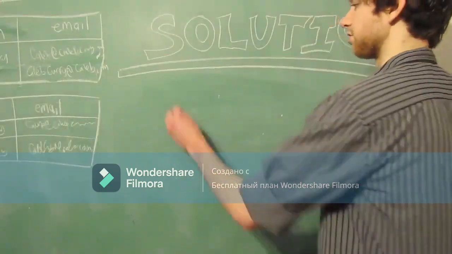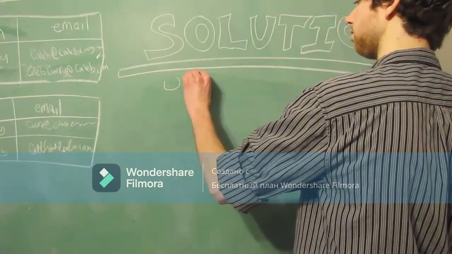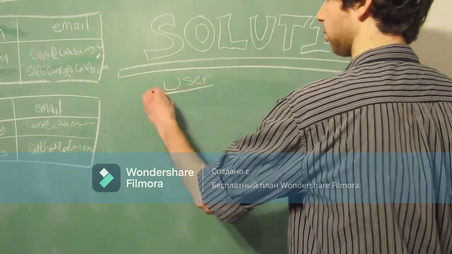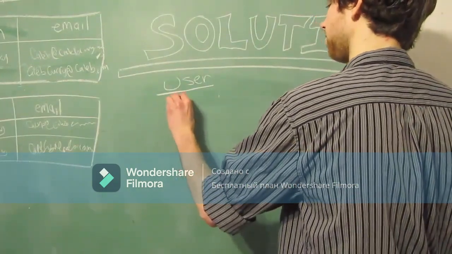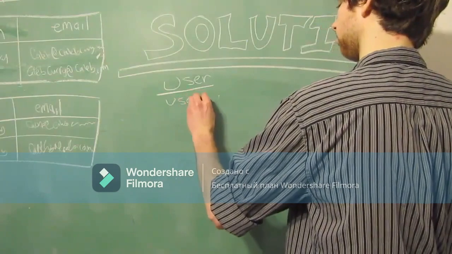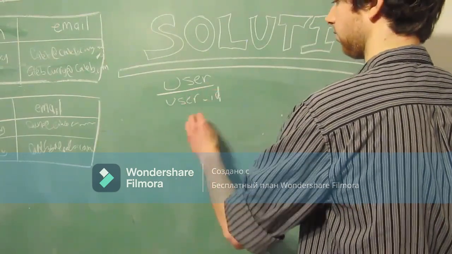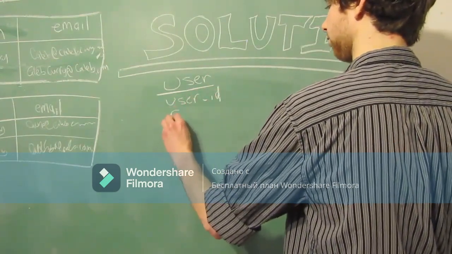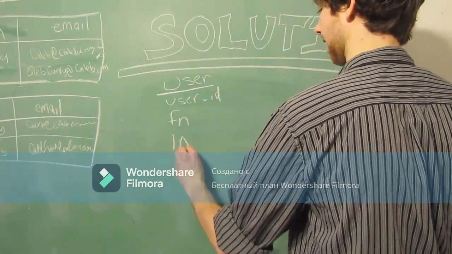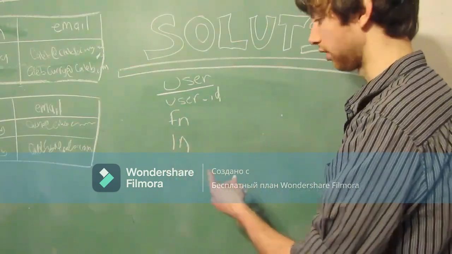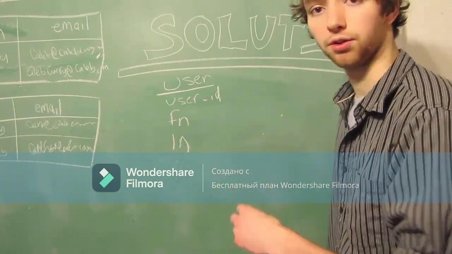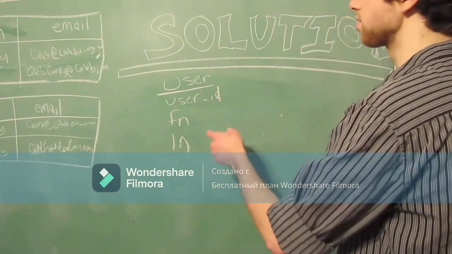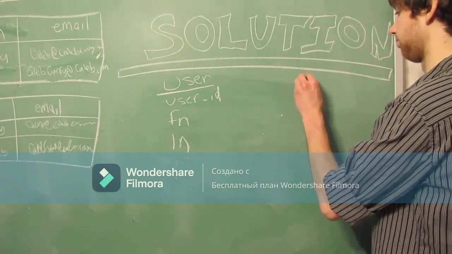The best solution for this problem is to have a user table, and I'm going to write the columns that are within this user table. So we would have a user ID. Then we are going to have a first name, and we're going to have a last name. If you wanted the address in there, you could have street address, state, country, all that other good stuff. Then we're also going to have an email table.